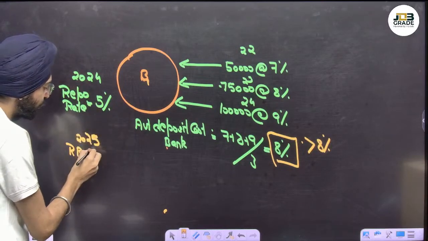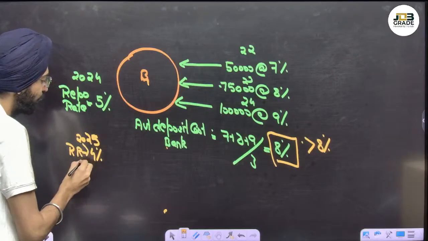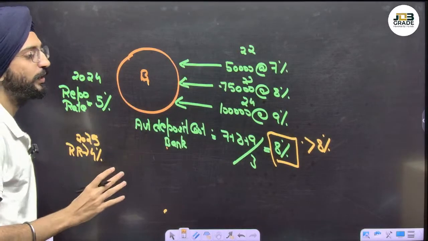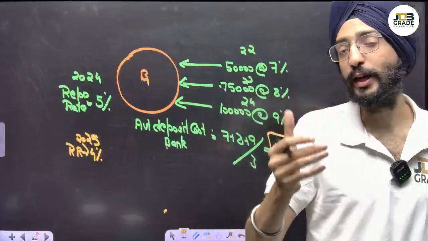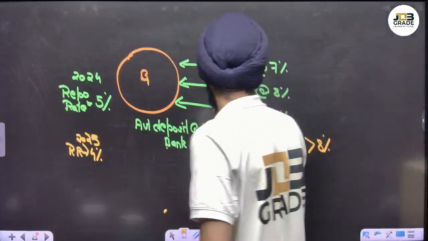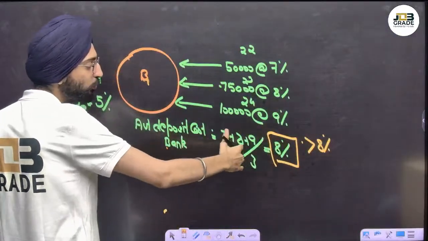Reduce this. The repo rate is 4%. This means there is an ample amount of money with the bank. It's going to lend more, at a lower rate of interest. Possibly it will reduce to less than 8%.